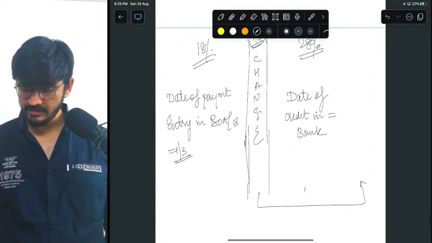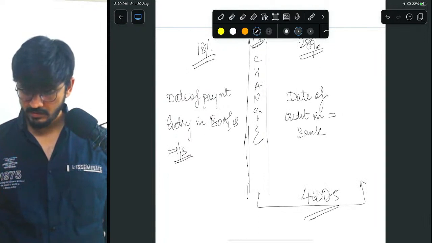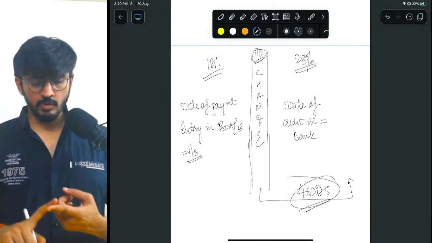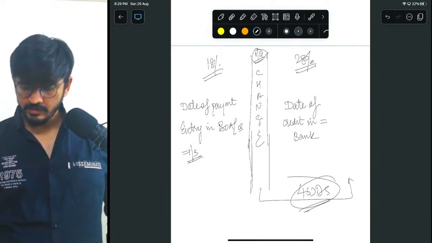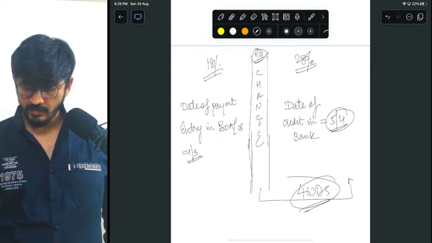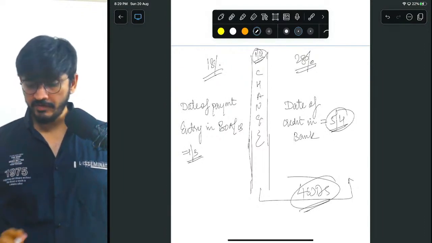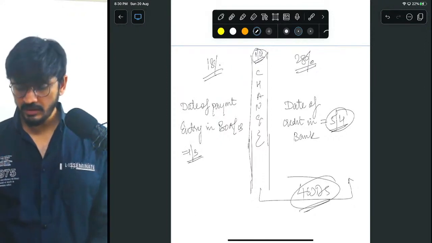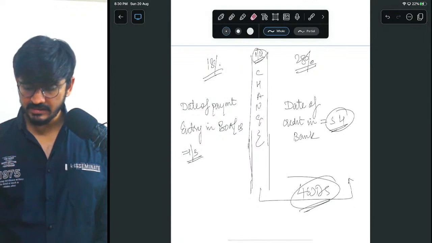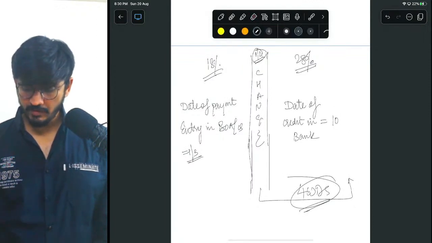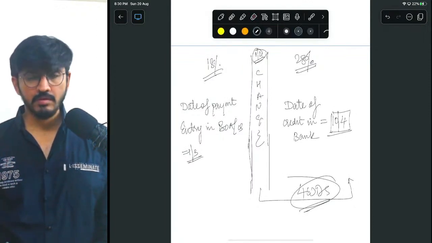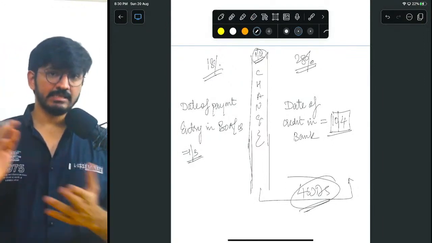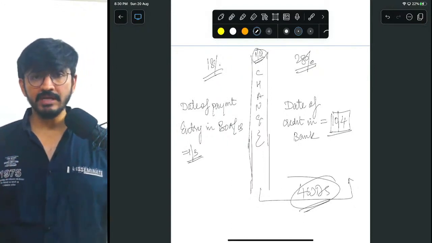within 4 working days. So in that case, it is very simple: 2, 3, 4, 5. So understand, if your date of credit in the bank account is after 5/4, after 4 working days, okay. So let's say, for example, in that case, it is 10/4. So that is after 5/4. Answer is yes.